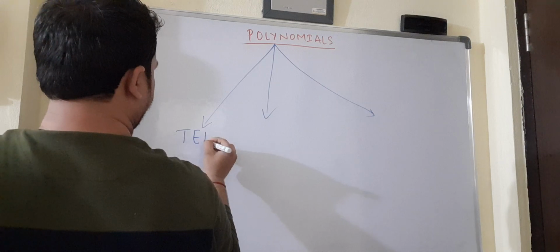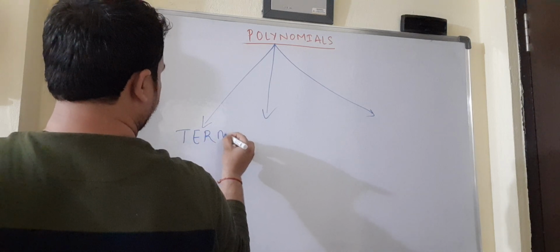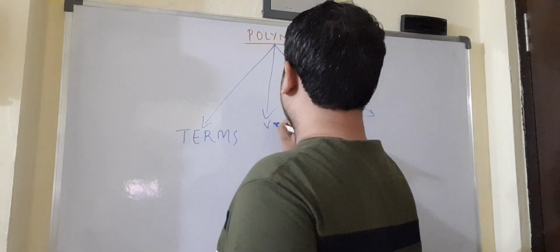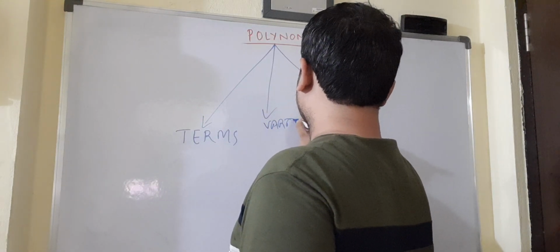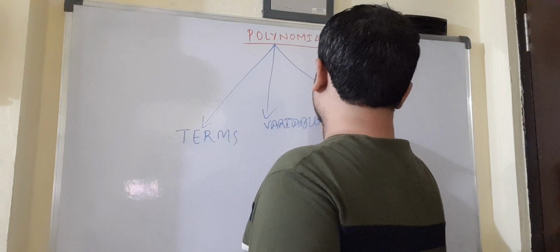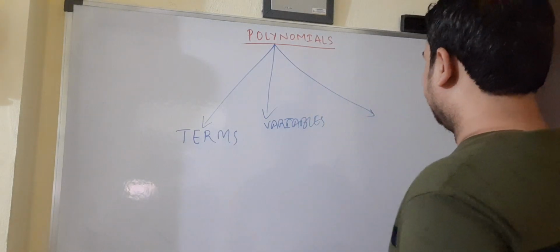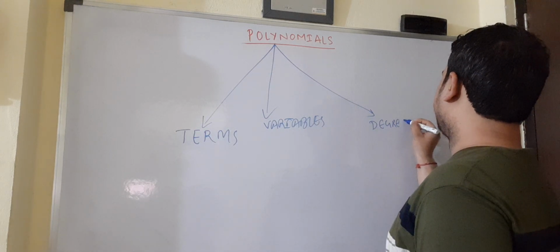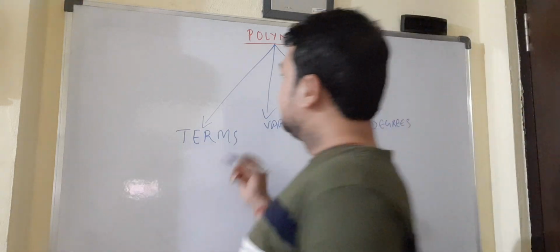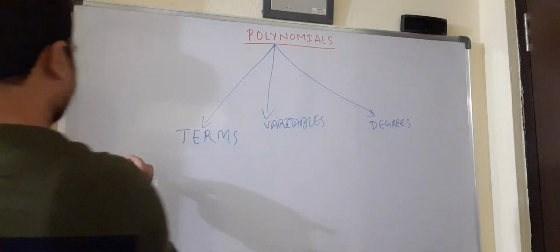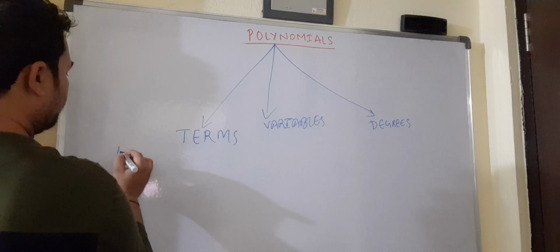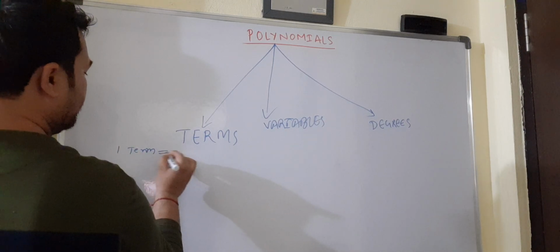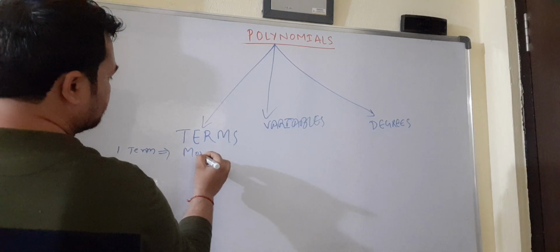Polynomials can be classified on the basis of terms. They can also be classified on the basis of variables, and they can also be classified on the basis of degrees. On the basis of terms, if the polynomial has one term, it is monomial.